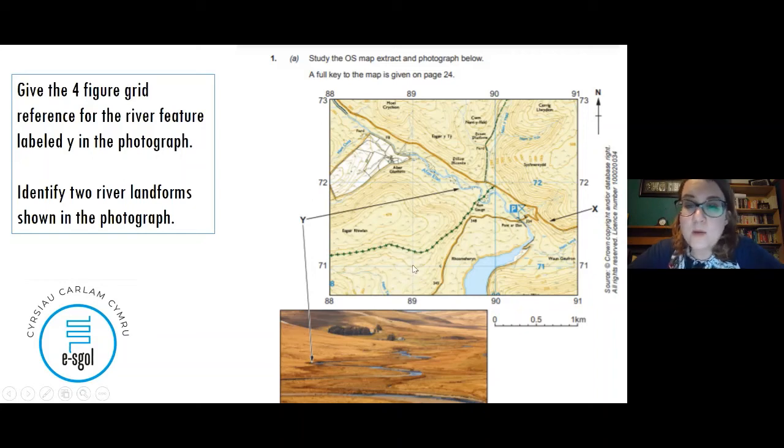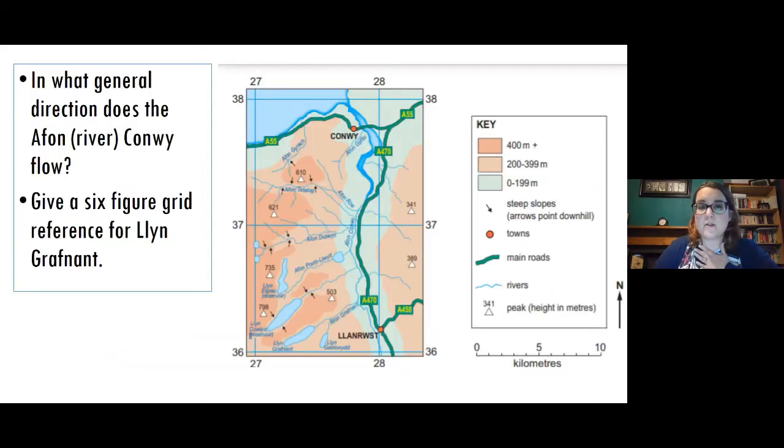If you always go to the bottom left-hand corner and go along the corridor and up the stairs, then you will always get the 4-figure grid reference that you need. So here, along the corridor would be 89, and up the stairs would be 71. So 89, 71 is the grid square we would be looking in for a 4-figure grid reference. Now in terms of river landforms, we can identify a meander. We can also identify the mouth of the river. We can identify lots of different things, but remember along the corridor and up the stairs.